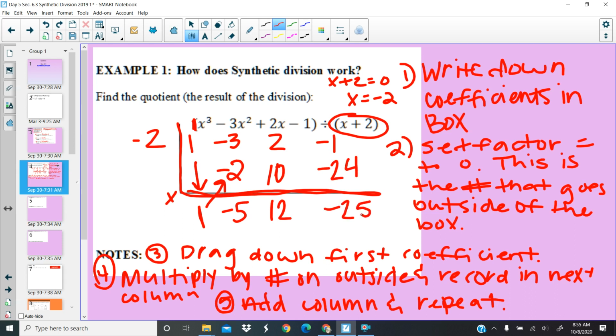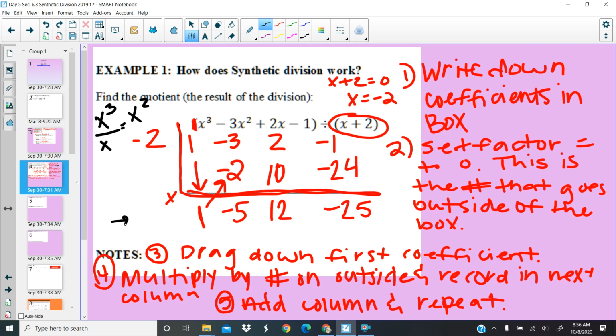So then, as of right now, you have this x cubed minus 3x squared plus 2x minus 1, and it's divided by x plus 2. So right now, all you have is just the numbers 1, -5, 12, and -25. Those numbers are going to be the new coefficients to your answer. So what happens is you're dividing an x cubed by just a regular x. So your solution should start with x squared.